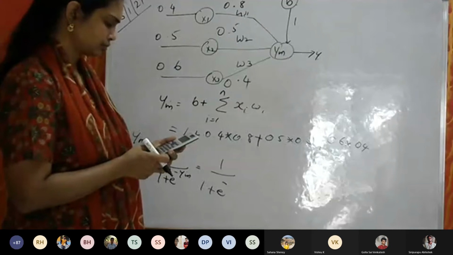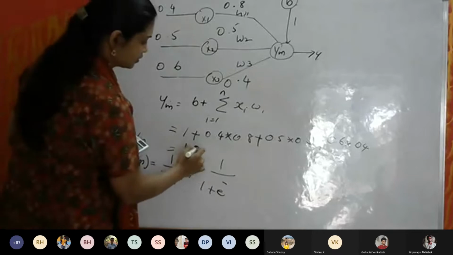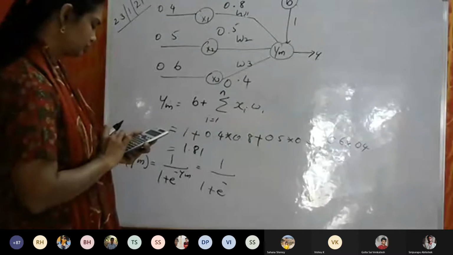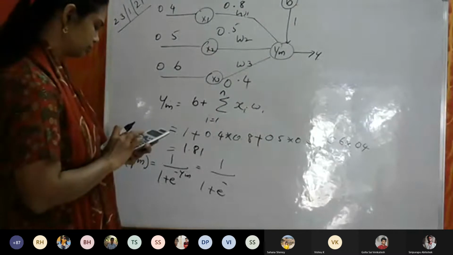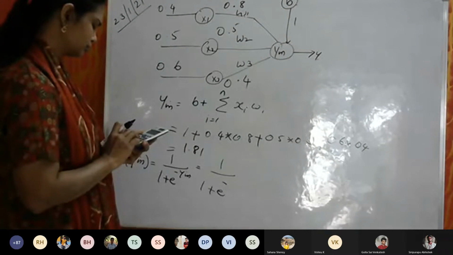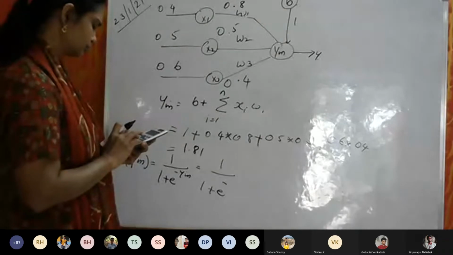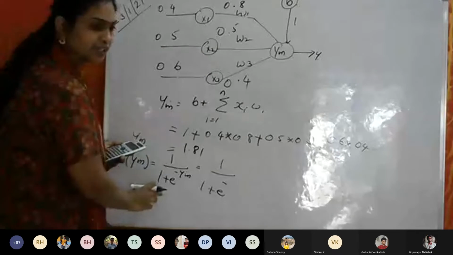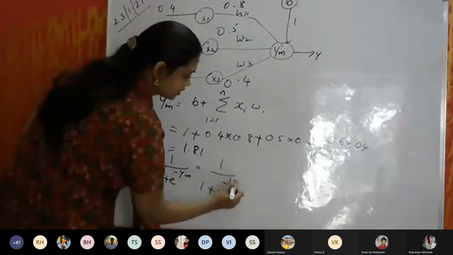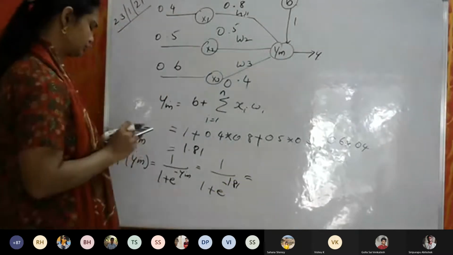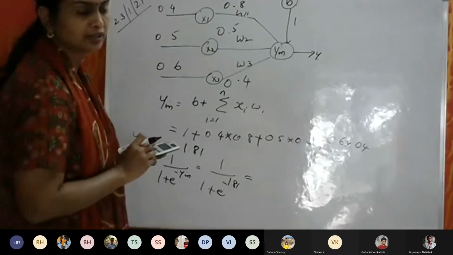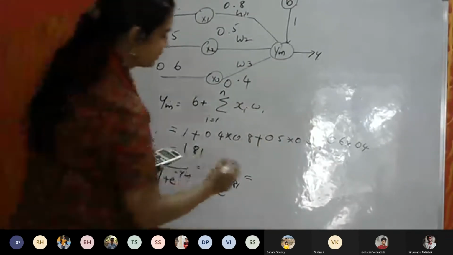Are you getting 1.81? Yes, ma'am. Okay. Can one of you tell me the answer for this? 1 by 1 plus e raised to minus 1.81. Point 85. Okay.